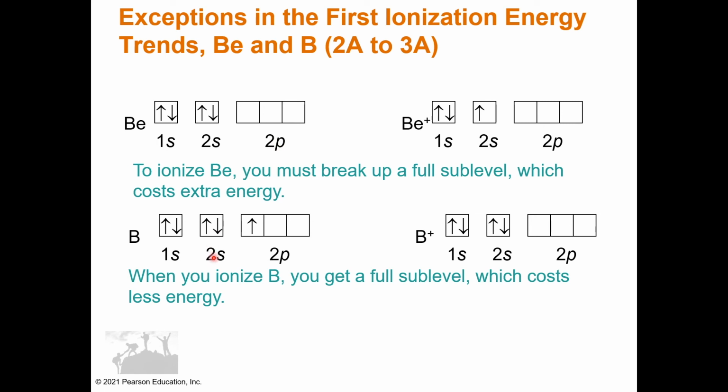Now let's take a look at boron with 3 valence electrons. It's very easy to remove this lone electron, because its result will be a very stable situation. So this is where the first exception happens.